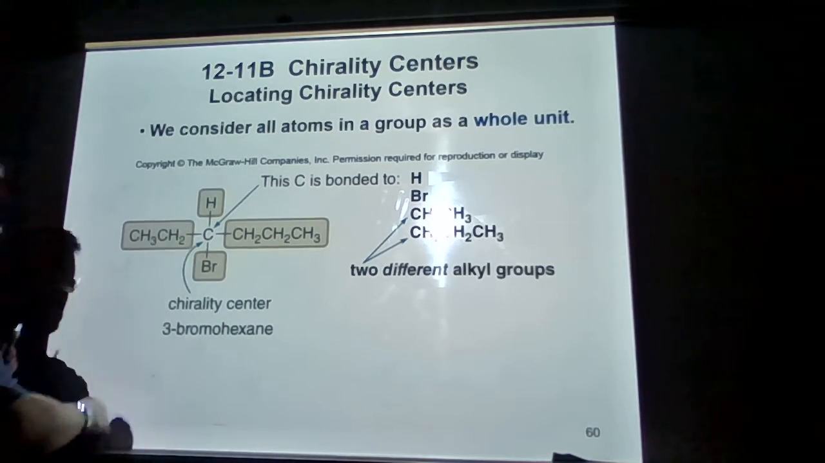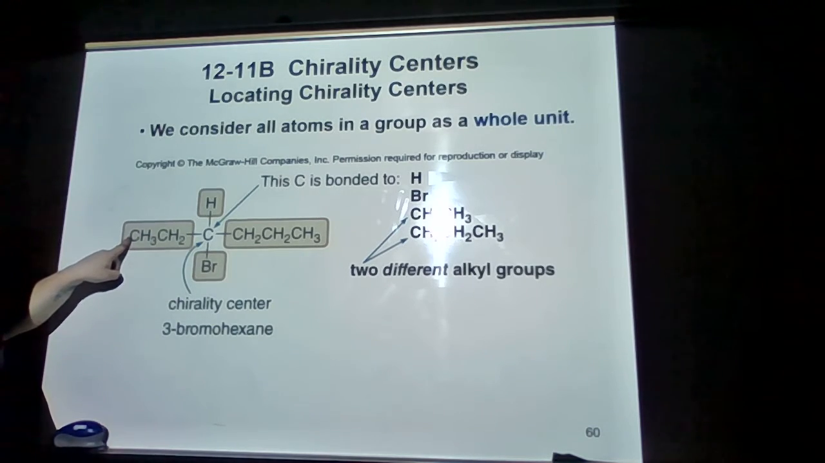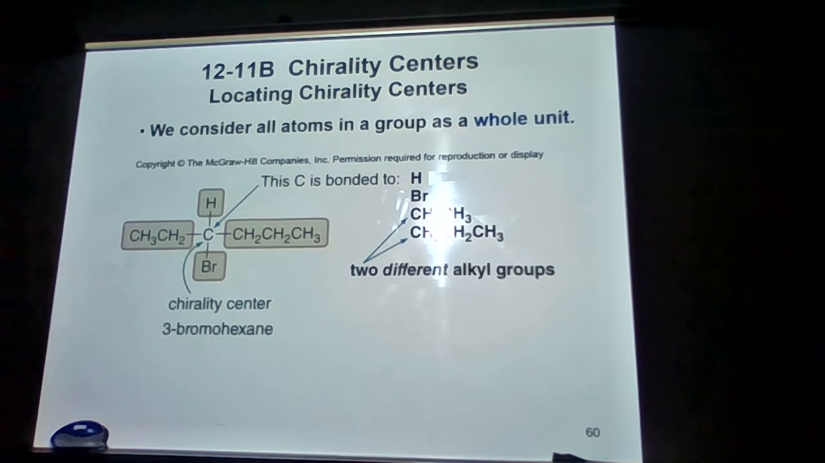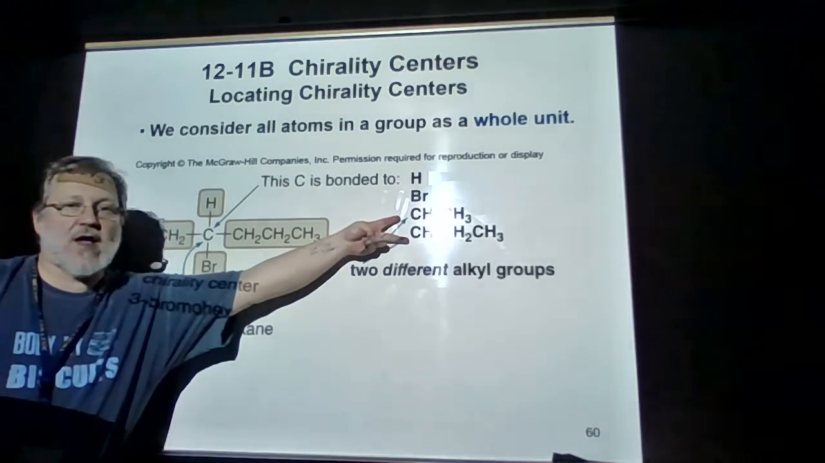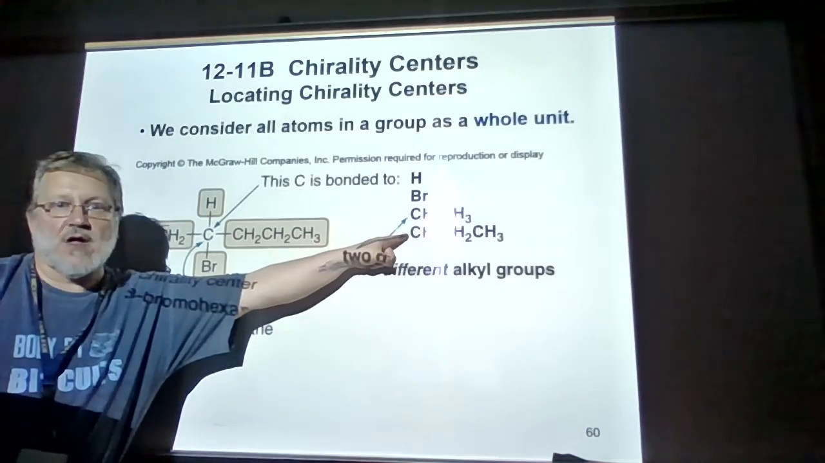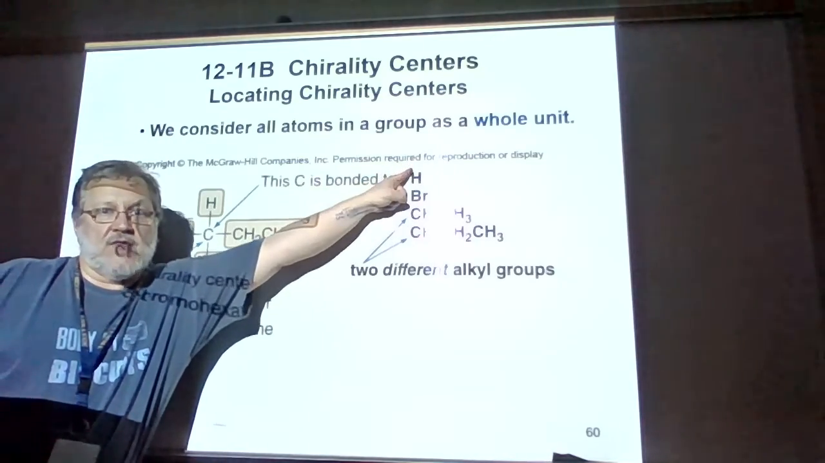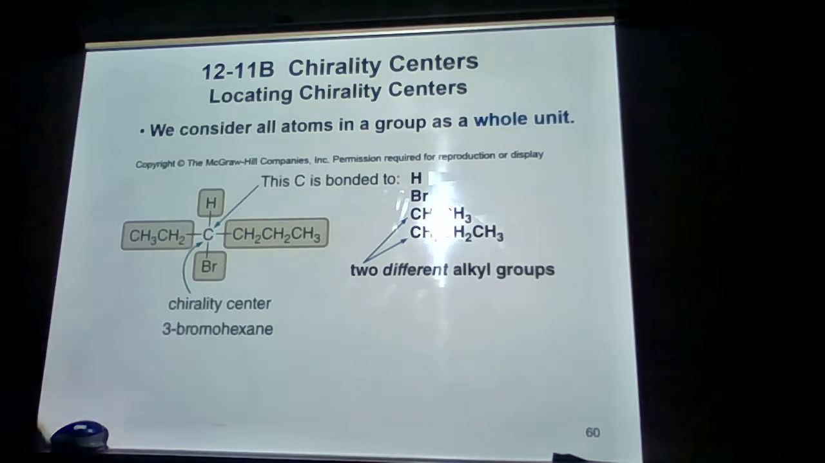So we have the hydrogen as one group, the bromine is the second group, the ethyl group is the third group, and the propyl group is the fourth group. So we have two different kinds of alkyl groups, a C2 and a C3, the bromine and the hydrogen. This carbon is bonded to four different things.